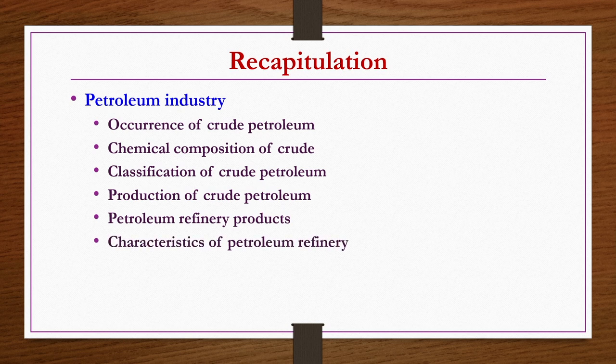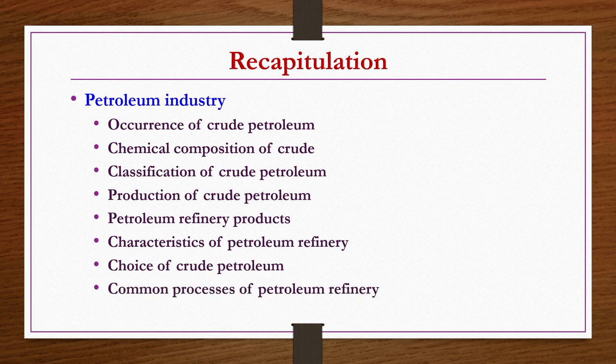Then the characteristics of a petroleum refinery. We discussed the choice of crude petroleum, how to select a particular crude based on the product spectrum or distribution of the products, because from the petroleum crude you are not going to get one single product, you are going to have a number of products, as we have already discussed in a complex flow chart of a given petroleum refinery process.